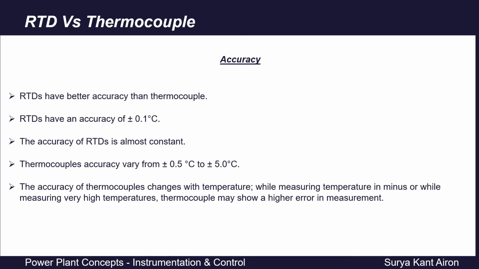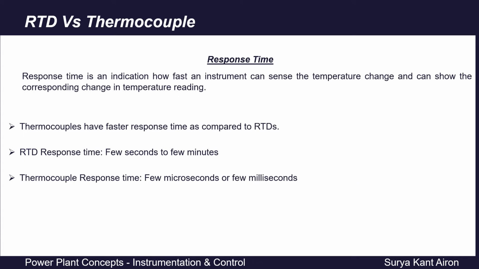While measuring very low or very high temperatures, thermocouples may show a high error in measurement. So we can say RTDs are more accurate as compared to thermocouples. Clear? So accuracy wise, RTD wins. Range wise, thermocouple wins.